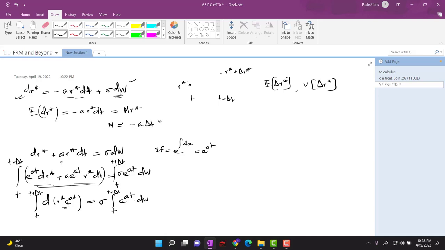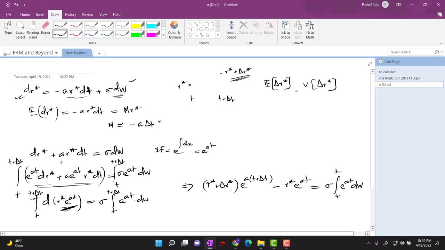So this can be simplified further. This is an exact differential, so the integration will be only this much, and then we have to apply the upper limit minus the lower limit. At time t plus delta t, this quantity would be R star plus delta R star, times e to the power a(t plus delta t). So we have replaced t with t plus delta t, and at that point R star would be R star plus delta R star, minus at the bottom it will be just R star e to the power at, is equal to this integral, sigma e to the power at dW from t to t plus delta t.